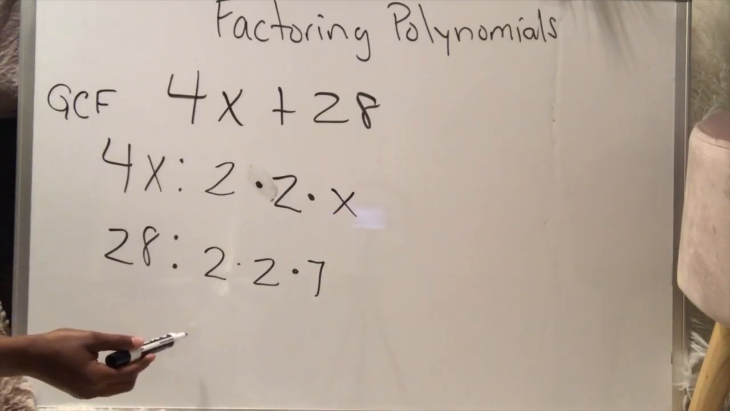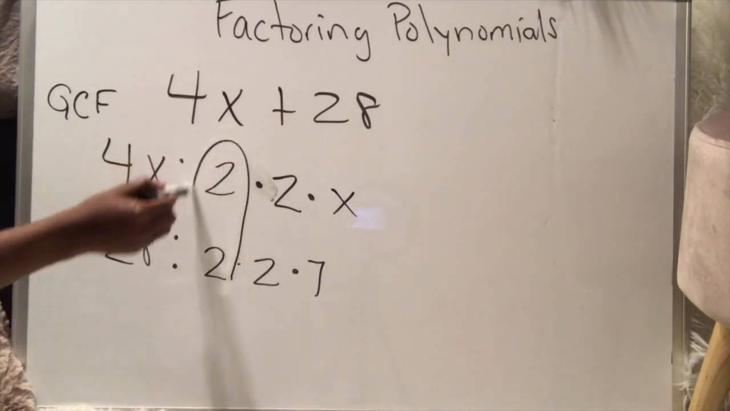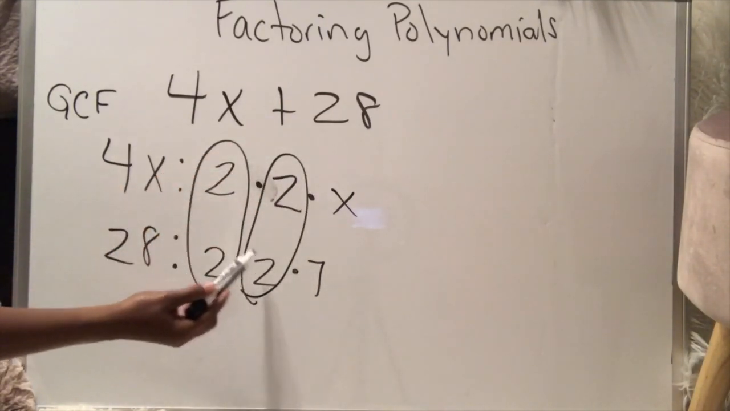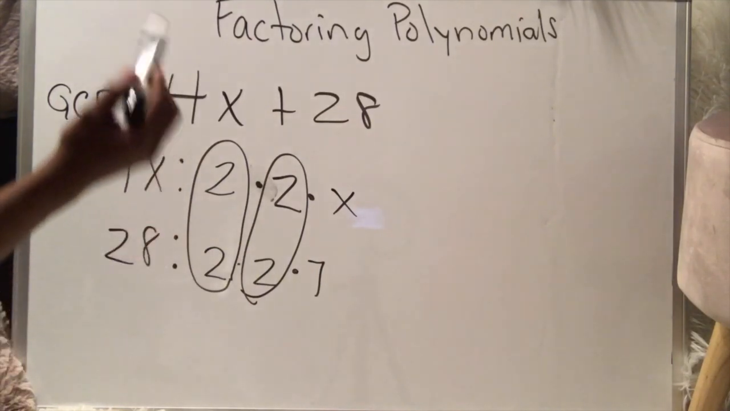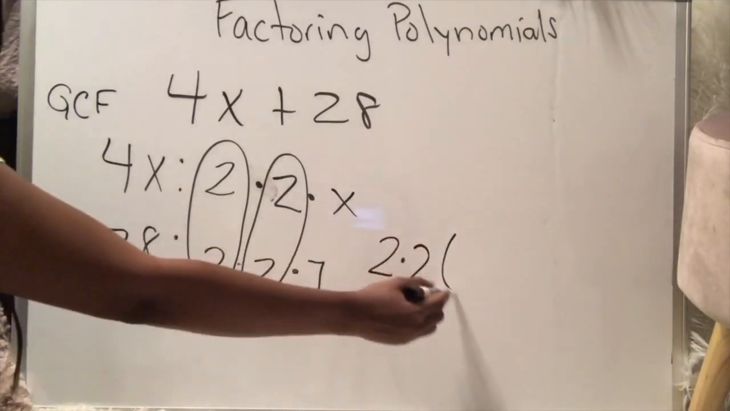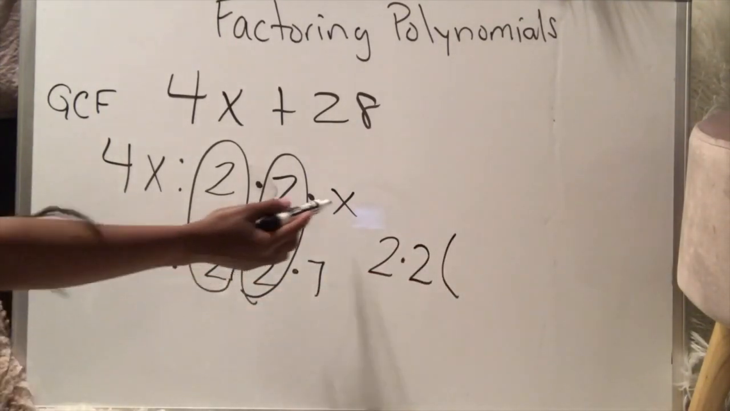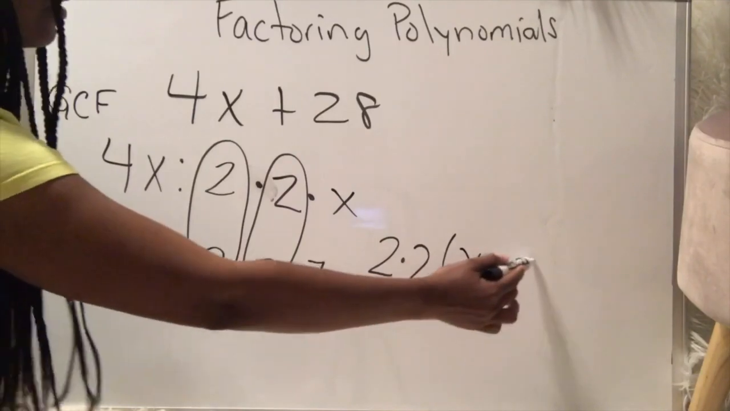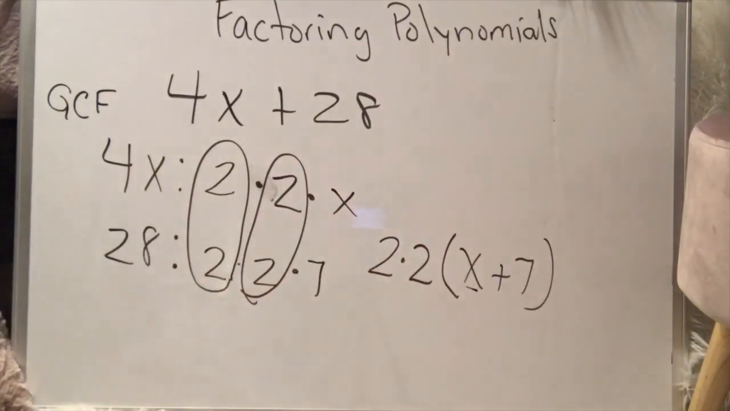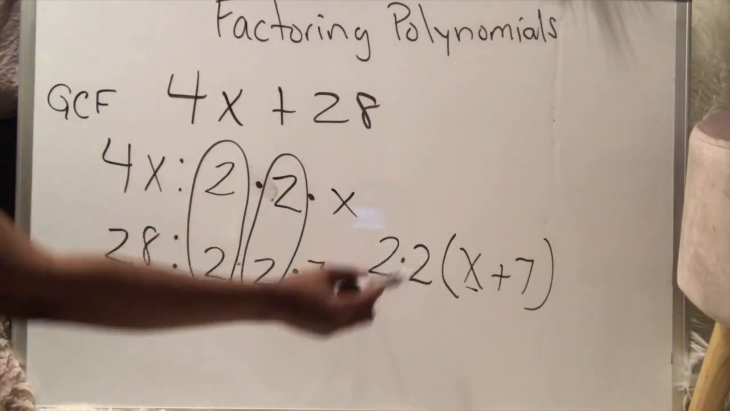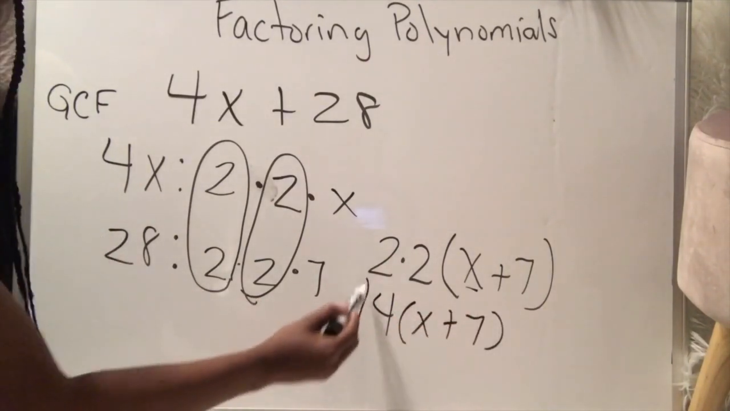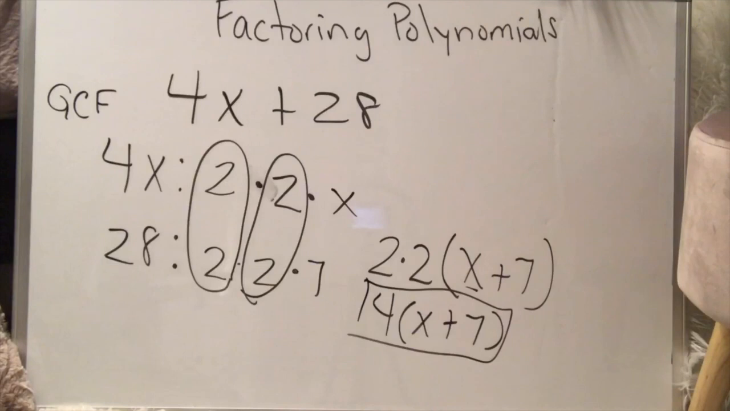So now what we have to do is find our pairs. Because I have two 2's, I bring both of those outside of my parentheses, 2 times 2. And then what do I leave in my parentheses? The x plus 7. Remember, we're adding, so that's why I leave it in parentheses, x plus 7. So 2 times 2 is 4, and this x plus 7 is our final answer: 4 times x plus 7.